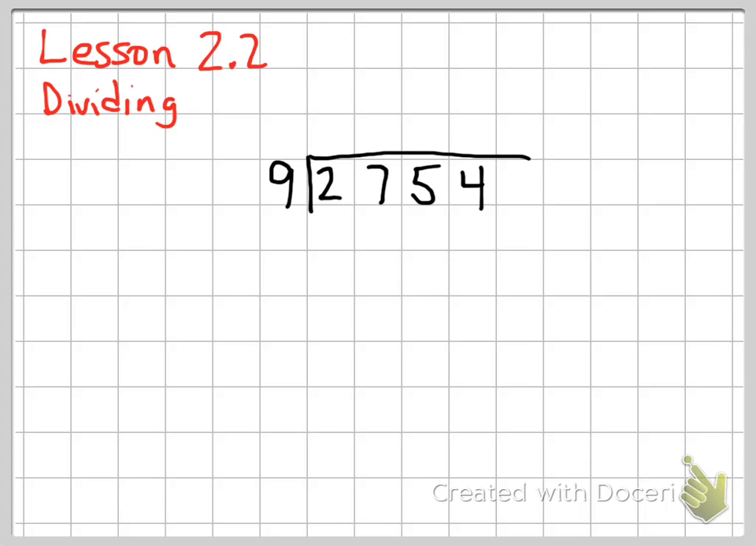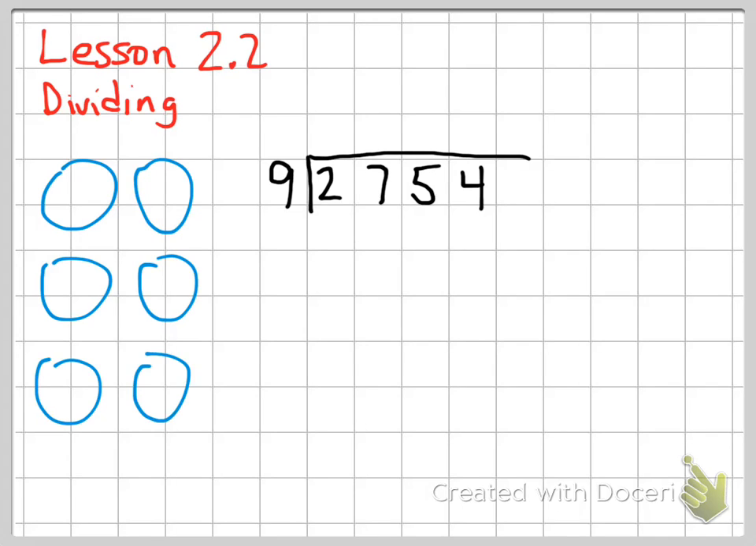So when we have 2,754 divided by 9, what we're doing is we're taking that 2,754 and dividing it into 9 groups. That's why in class we had you create those 9 groups to create that visual. Okay, so we have these 9 groups.